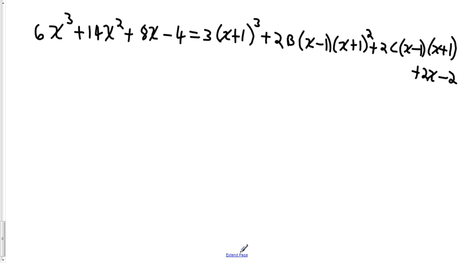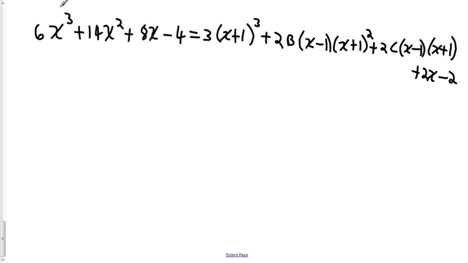And then I'm going to make sure that the coefficients on the left side match up with the coefficients on the right side. So basically, the coefficient of x cubed on the left side should match up with the coefficient of x cubed on the right side. The coefficient of x squared on the left should match up with the coefficient of x squared on the right. Coefficient of x on the left should match up with the coefficient of x on the right. And negative 4 should be the constant on both sides. So in order to do that, I have to multiply the entire right-hand side out. So let's multiply the right-hand side.